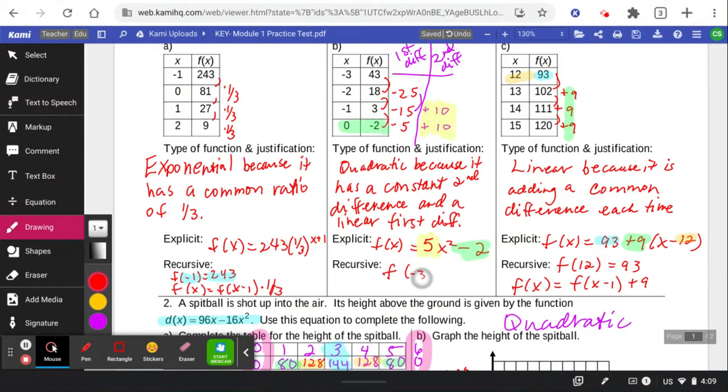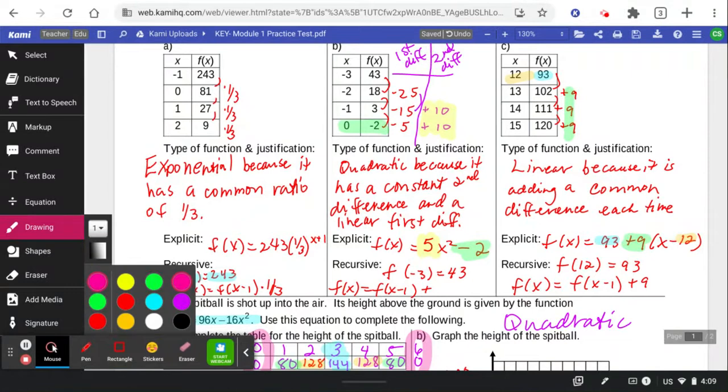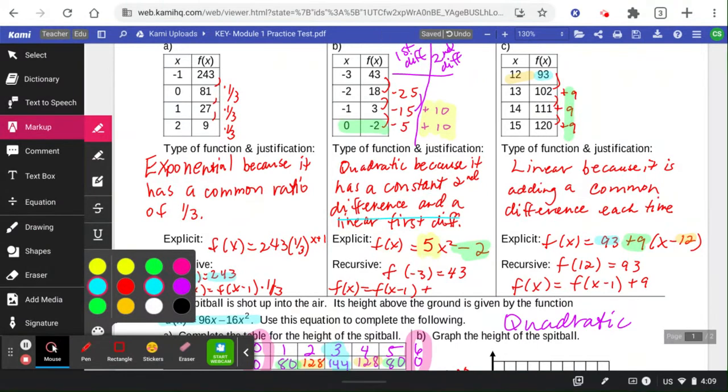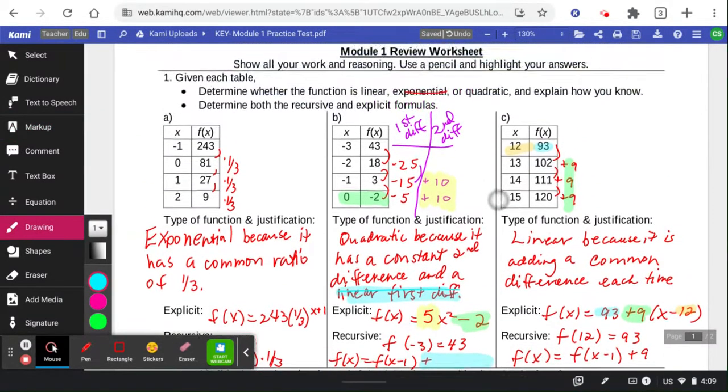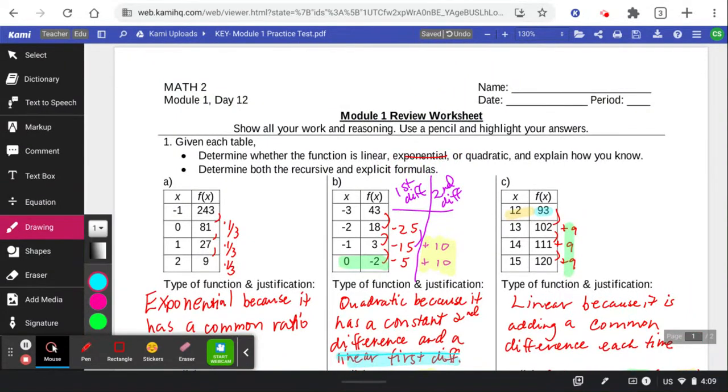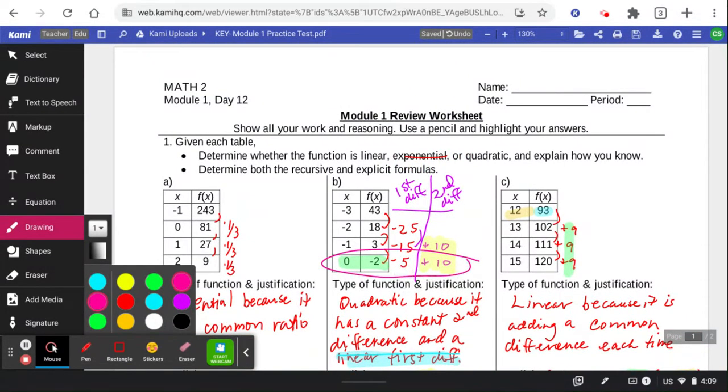The recursive, f of negative 3 equals 43, f of x equals f of x minus 1 plus, now I'm looking for the linear first difference. In order to add here the recursive linear first difference, we go up to the top, and remember how we do the pick a row, any row work? So begins with negative 5, adding 10 every time to the x minus 0.